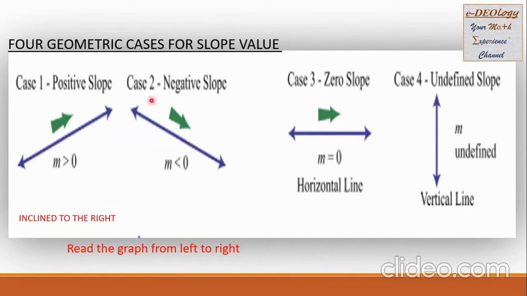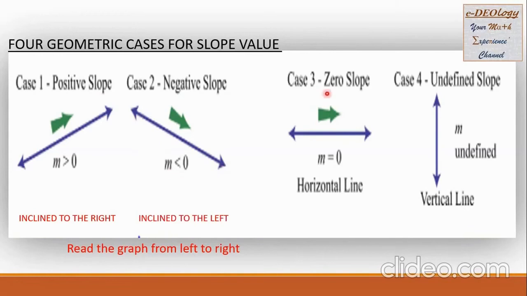The case 2 is when we have negative slope. Our symbol is m is less than 0. Again, we are going to read the graph from left to right. You see the line? It is like going down. Or we can describe this line to be inclined to the left.